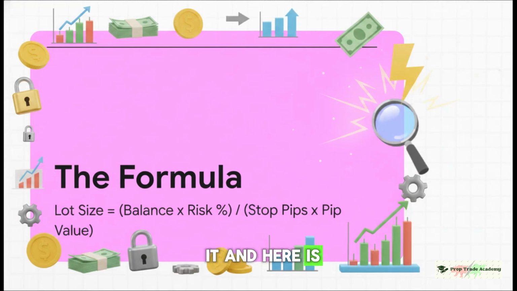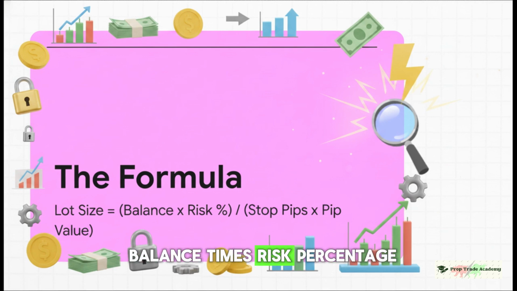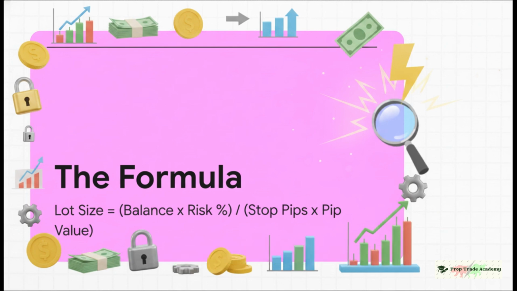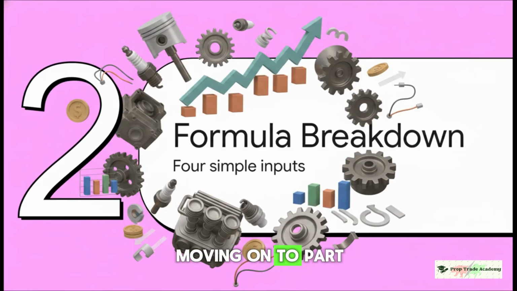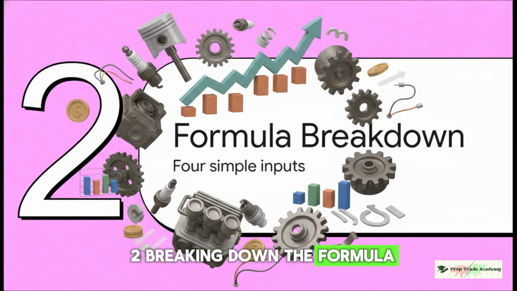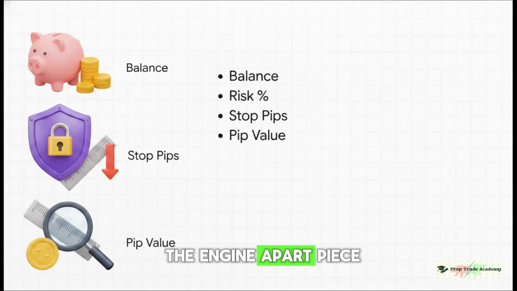And here is our magic weapon. This is the whole shebang. One formula, 4 inputs. Lot size equals account balance times risk percentage divided by stop pips times pip value. This single formula solves the problem of position sizing for literally any trade you'll ever take. Moving on to part 2, breaking down the formula. Now we're going to pull the engine apart piece by piece so you can see exactly how it ticks.